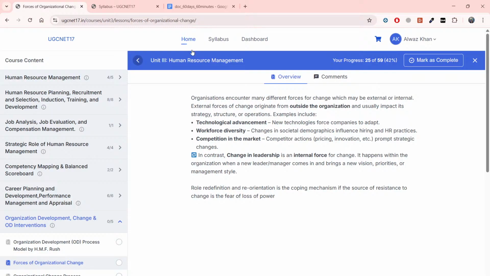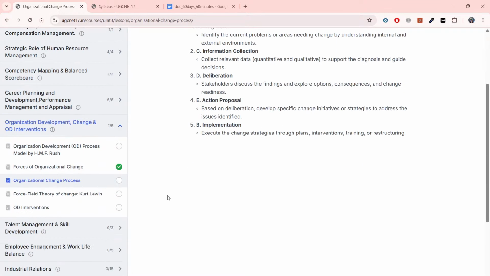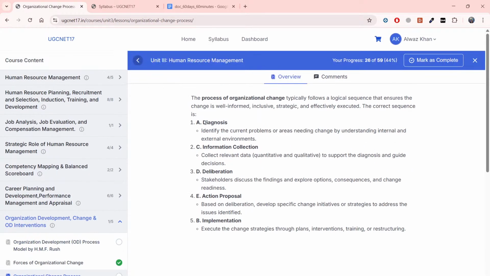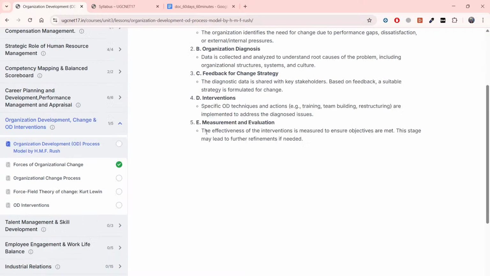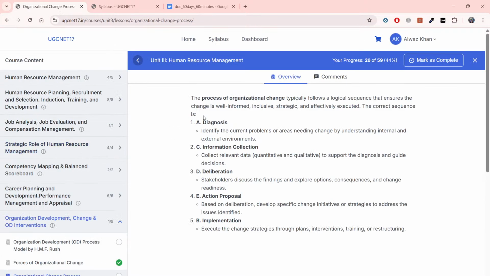Forces of organizational change: technological advancement, workforce diversity, competition in the market. Organizational change process. First is diagnosis, information collection, deliberation, thinking about it, action proposal, and last implementation and evaluation will always come last. Problem recognition, diagnosis, identifying key behaviors will always come first.